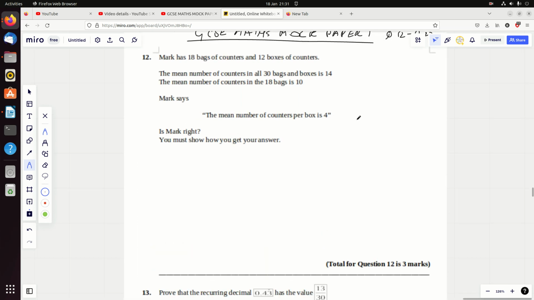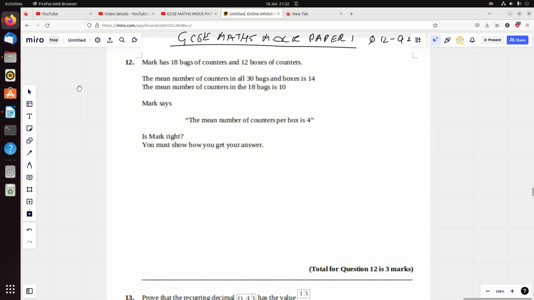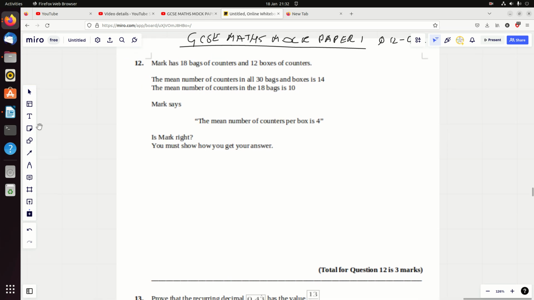Mark has 18 bags of counters and 12 boxes of counters. That's annoying when they use the same letter for two different objects, because you're going to be thinking about bags and boxes here. The mean number of counters in all 30 bags and boxes is 14. The mean number of counters in the 18 bags is 10. Mark says the mean number of counters per box is 4. Is Mark right?